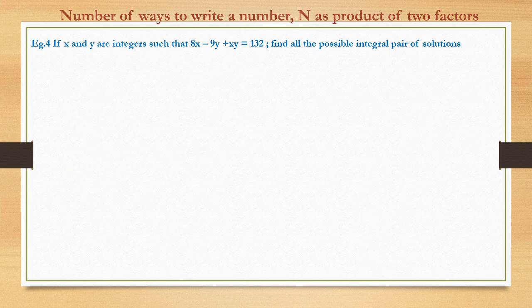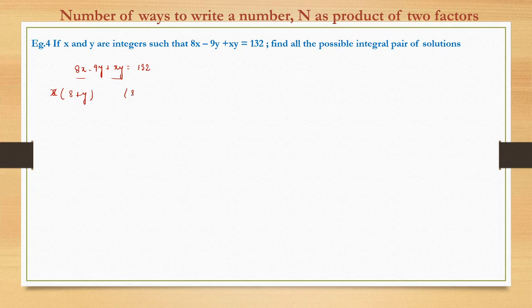Now we'll see another example. Here x and y are integers such that 8x minus 9y plus xy is 132. So see here, what can we do? Between these, x and 8x, we can take x as common, so it becomes x into 8 plus y.